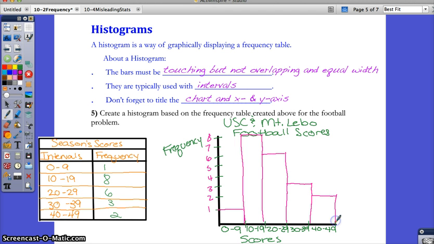So it's just like a bar graph, but we use it with intervals, and because we're using intervals, we make the bars touch. Remember your titles, remember to label your axes.